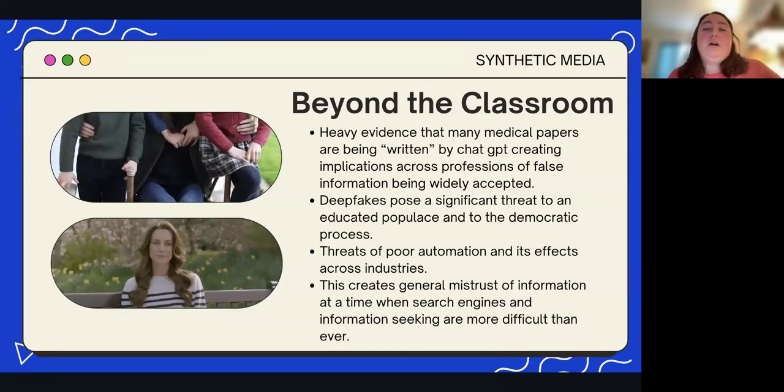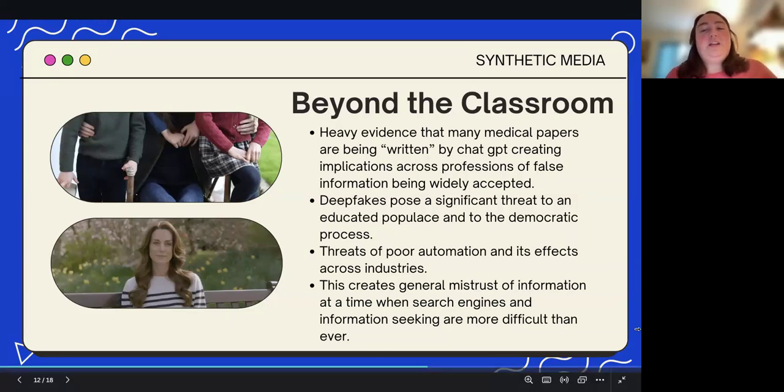We also have threats of poor automation and its effect on industries. There's this idea that we're all going to be replaced by AI. That may be a threat down the road, but I genuinely do not believe, hopefully I don't get pie in my face later, that any of the current AI tools, even deepfake tools, are capable of human thought to the level that automation is possible. But it's important to consider.